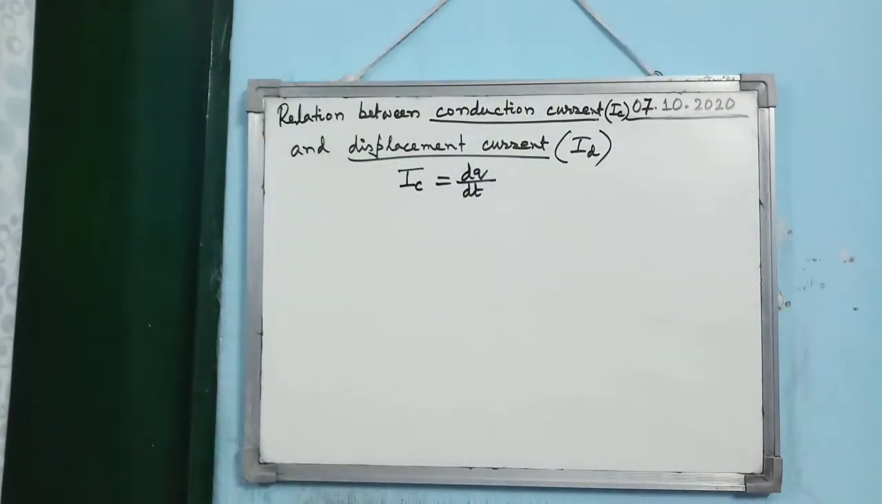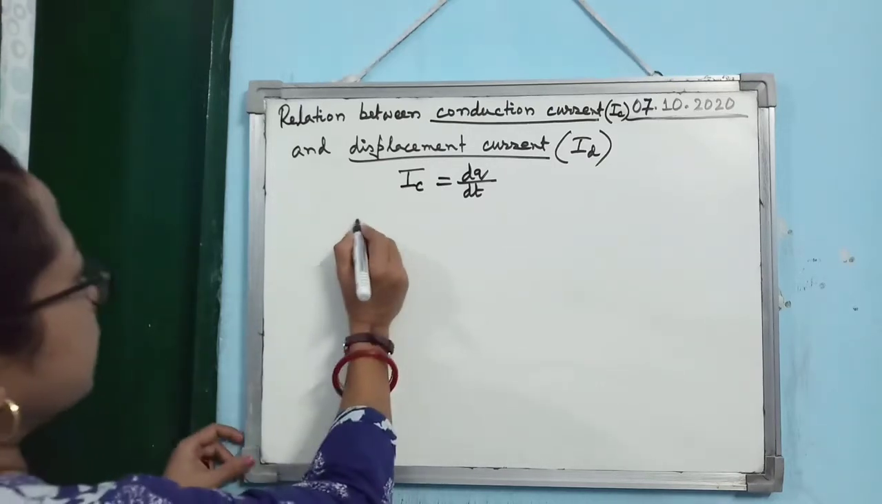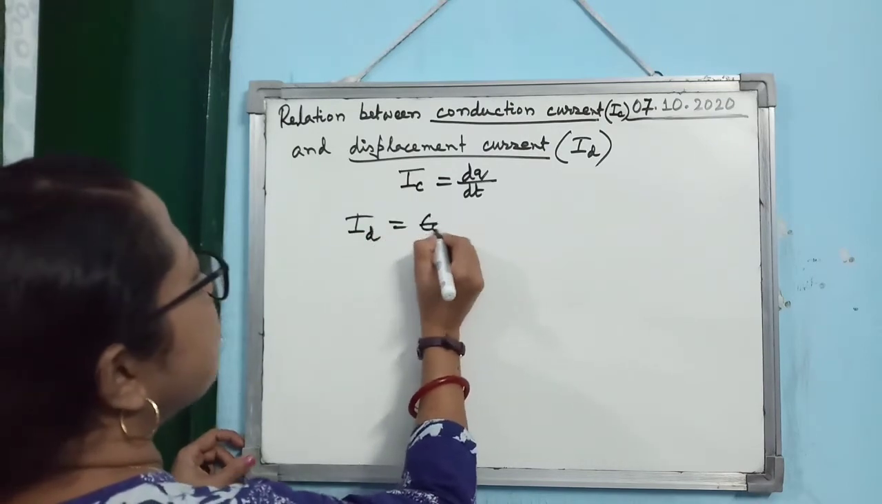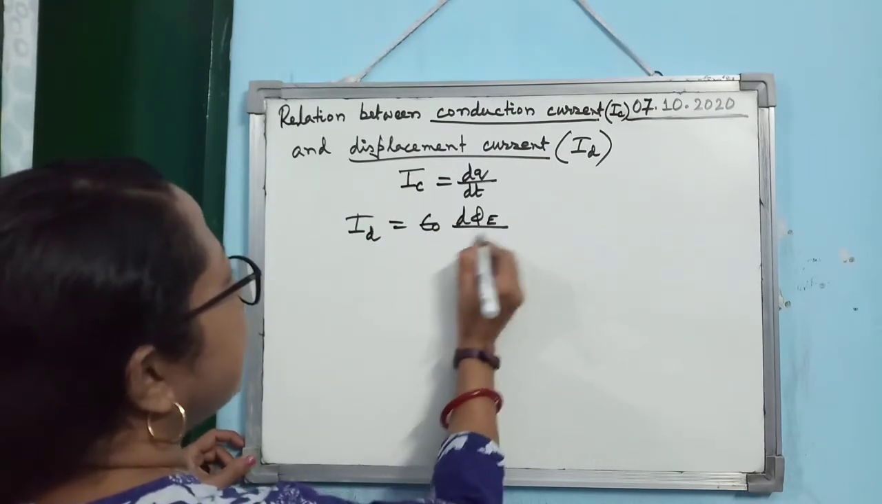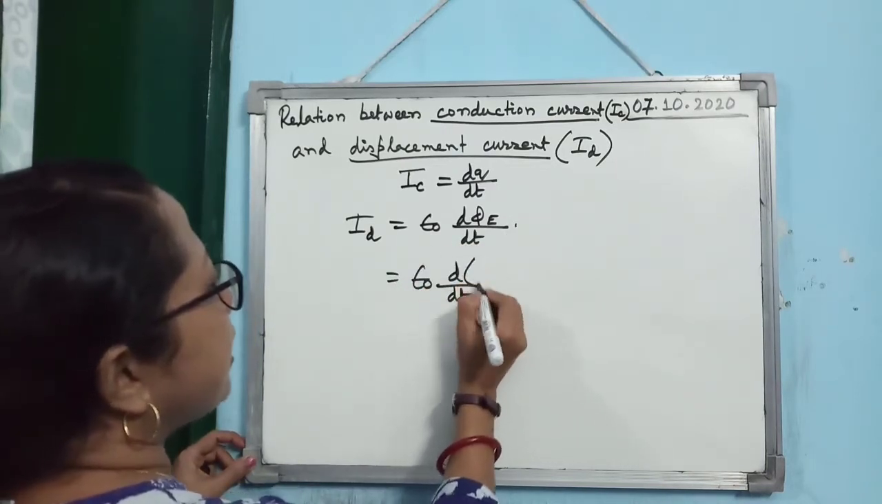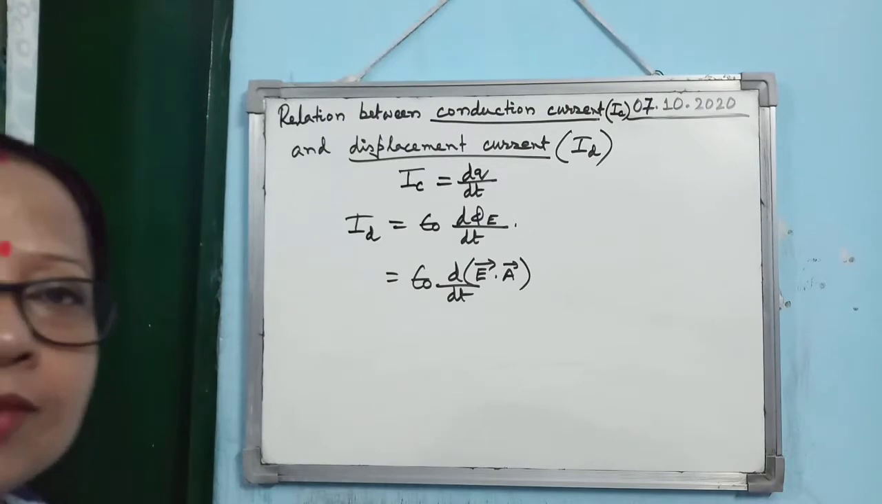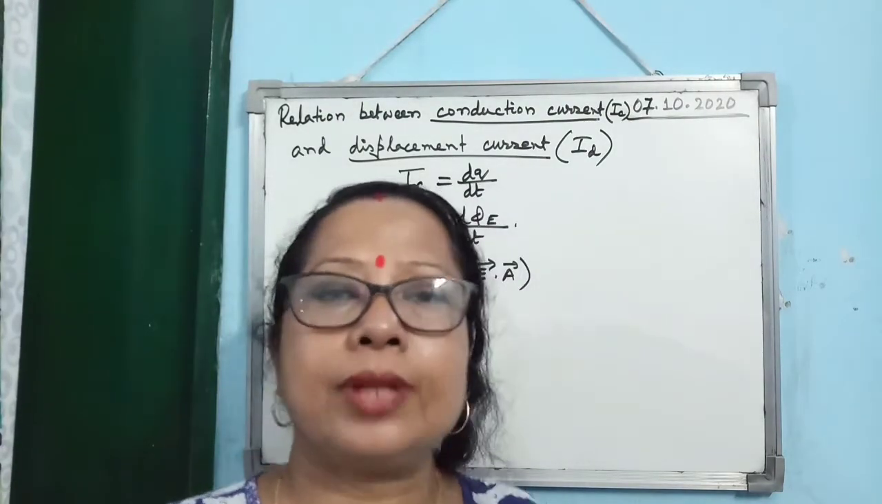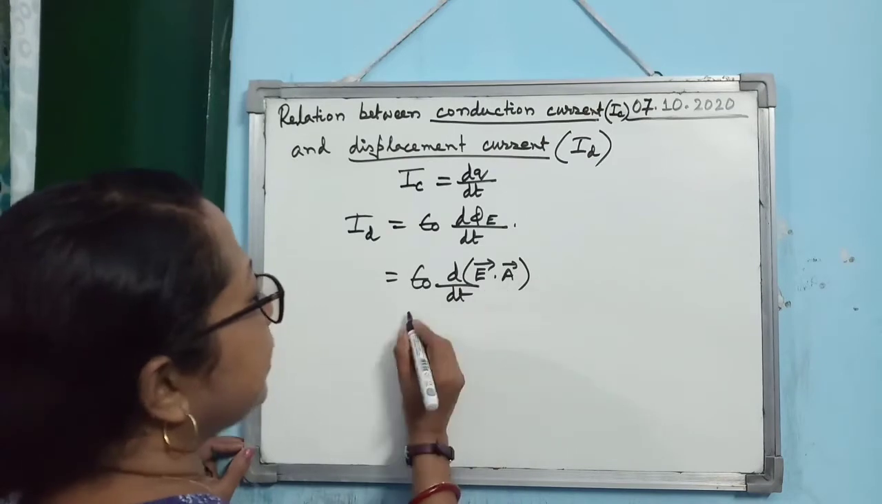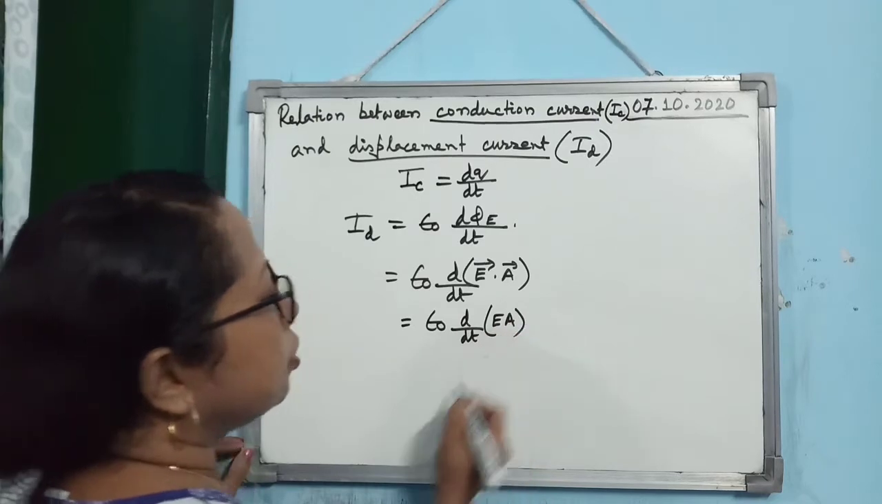Now the displacement current you can write as I_D. Just now we have done, I_D is equal to epsilon naught d phi E by dt. Now phi E you can write as E dot A. As we have considered the field within the plates of the capacitor, E and A are in the same direction. So you can write E dot A as E into A.